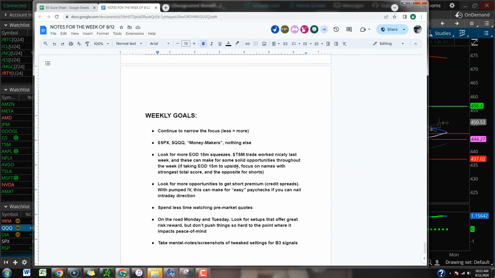This week I also want to look for more opportunities to get short premium. Call credit spreads, put credit spreads. Implied volatility remains a little bit pumped up. If you can nail the intraday direction, can make for some nice, easy paychecks. I want to spend less time watching pre-market quotes. I thought at one point there Friday morning, TSM was going to retire me.